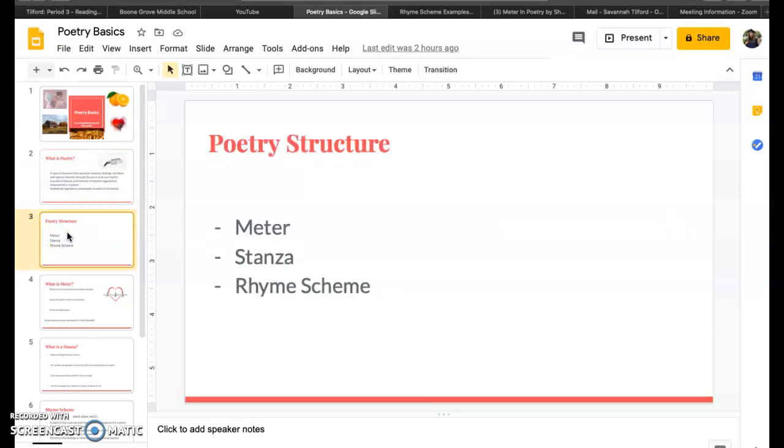So poetry structure is made up of 3 things: meter, stanza, and rhyme scheme. These are the basic building blocks of what makes poetry for the most part. Especially these first 2. Rhyme scheme, we will see how it plays a role in it, but it's somewhat not too important, okay? But mostly we're going to be focusing on these 2 as the most important.